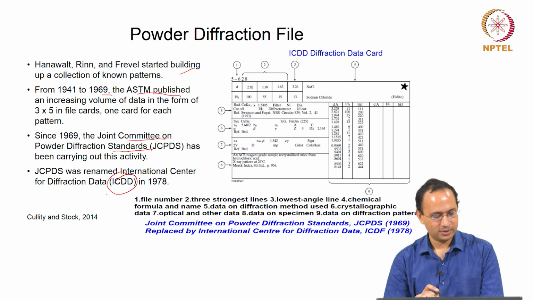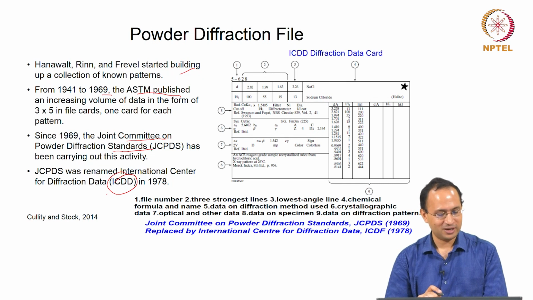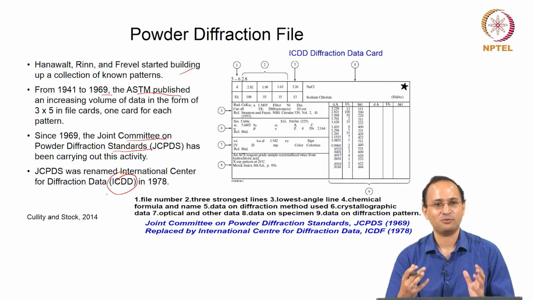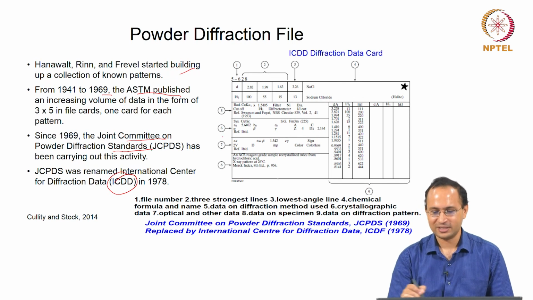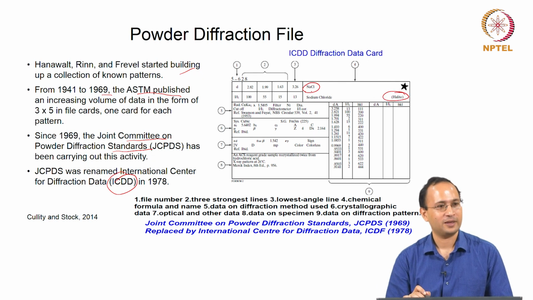Currently you will see the International Center for Diffraction Data, that is the term we use currently. So, what does it have? You need to know what the ICDD diffraction file has. Typically you have this data card, ICDD. In this case you have it for halite, sodium chloride.